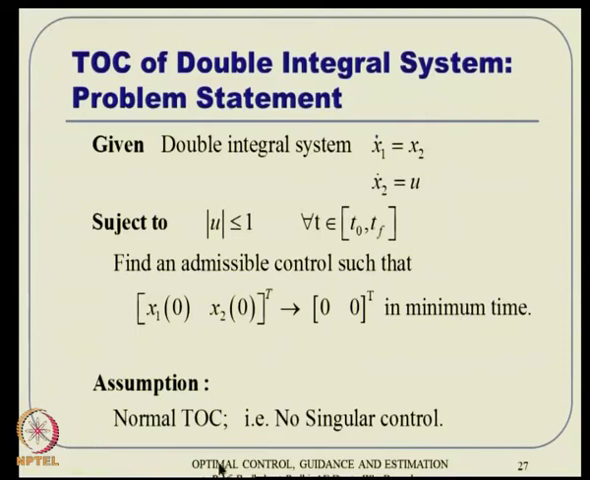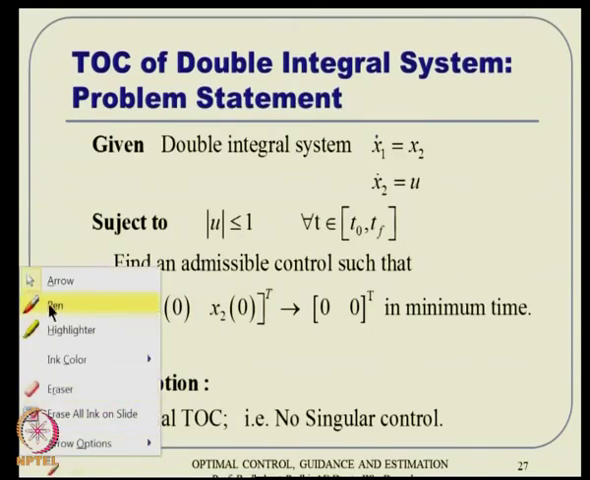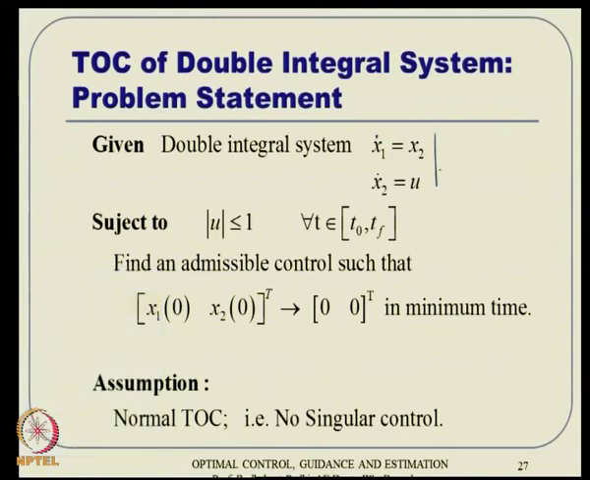And here you are assuming a normal time optimal control sense, that means no singular control. You can very clearly see that controllability is defined; in other words, this is a state controllable problem. You can see that this can be written as x dot equals Ax plus Bu, where u is 1 here. So x1 dot is x2, and this is your A matrix and that is your B matrix.